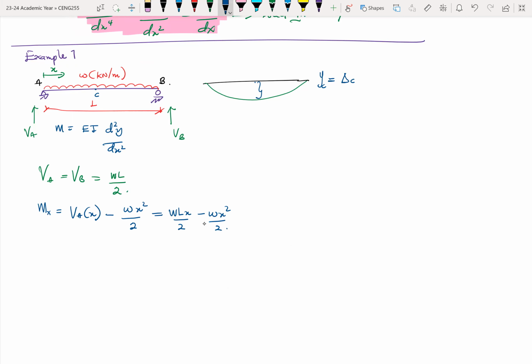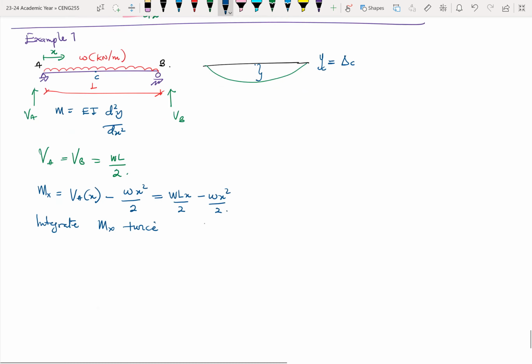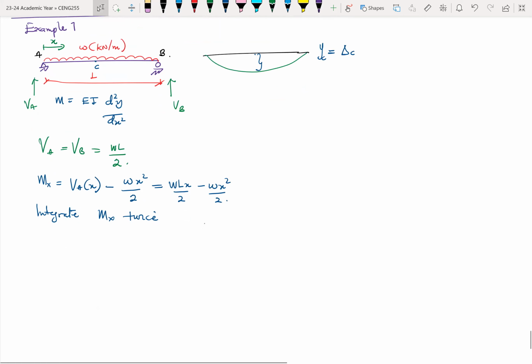Okay. So what this means is that if I want to find the deflection at C, which in this case will be our maximum deflection because of the way the load is, it means that we have to integrate M(x) twice to get our deflection. So in the first case, we can start with our first integration.